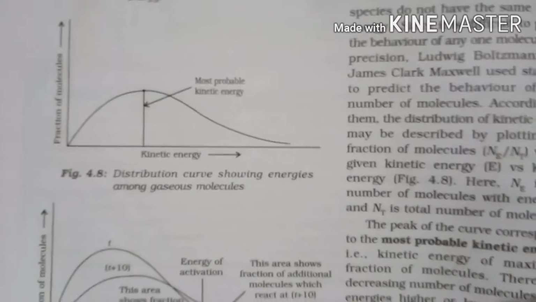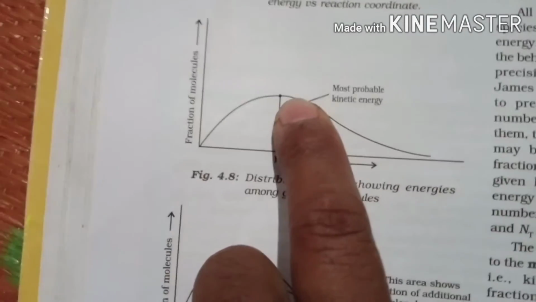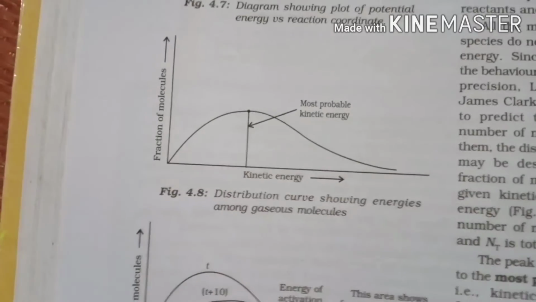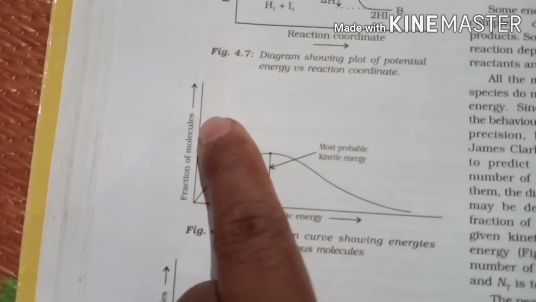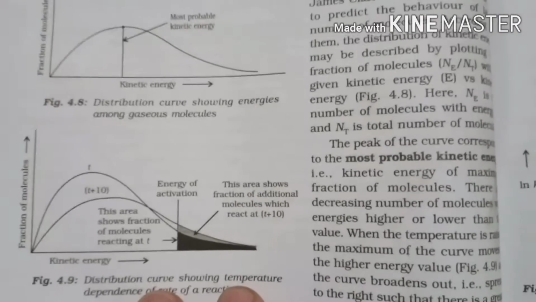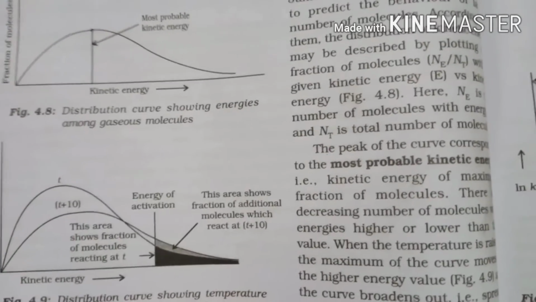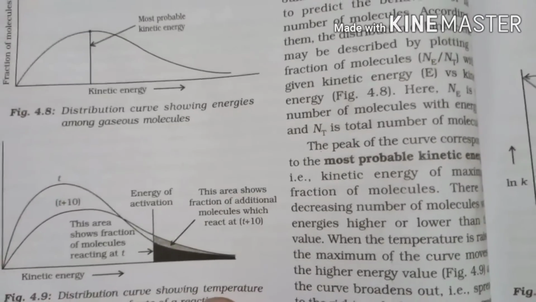Now the peak of the curve corresponds to the most probable kinetic energy. That means in the curve which we have here, the topmost part is of the most probable kinetic energy, meaning most of the molecules have that kinetic energy, and this axis indicates the fraction of the molecules. The kinetic energy of the maximum fraction of the molecules is what we call the most probable kinetic energy.